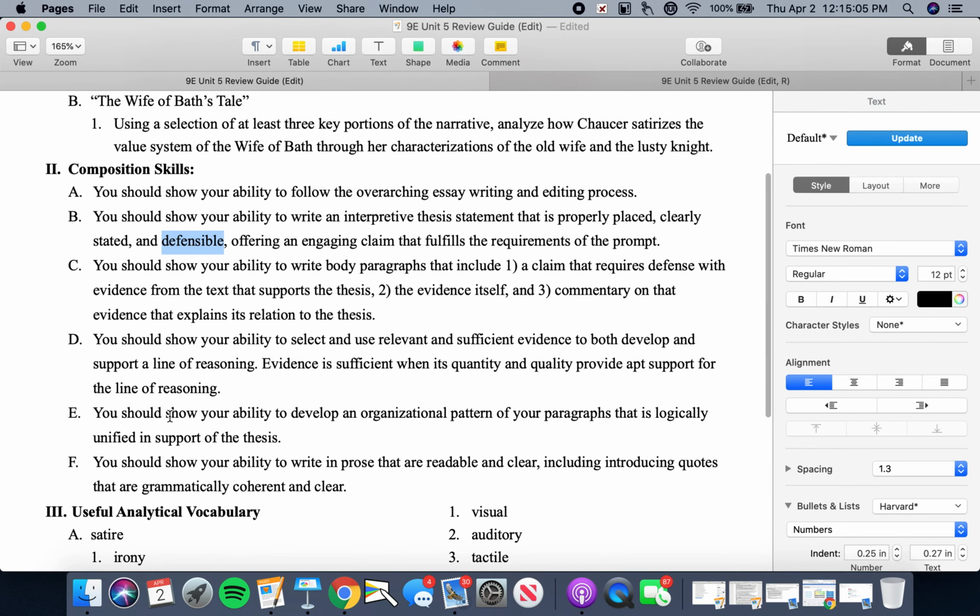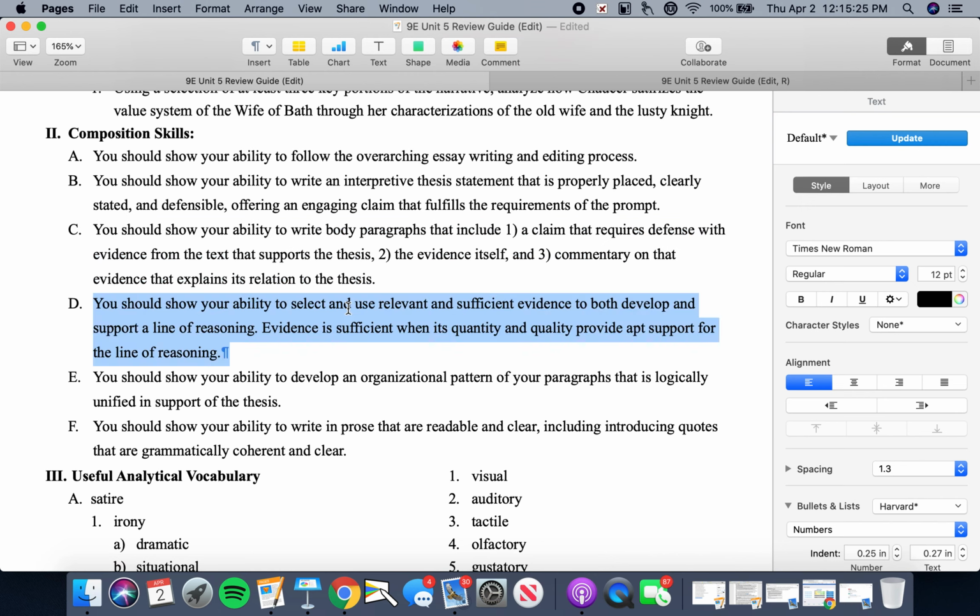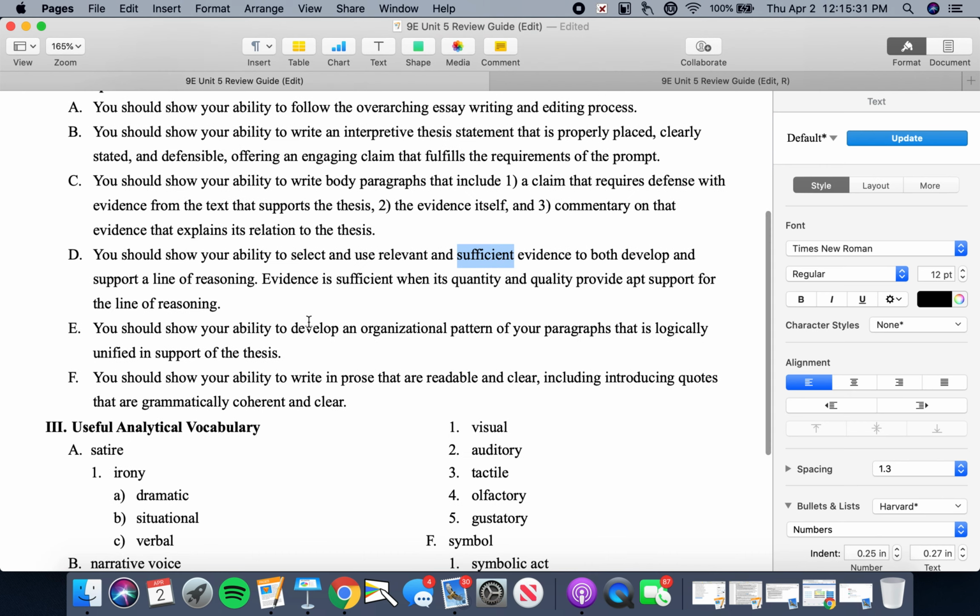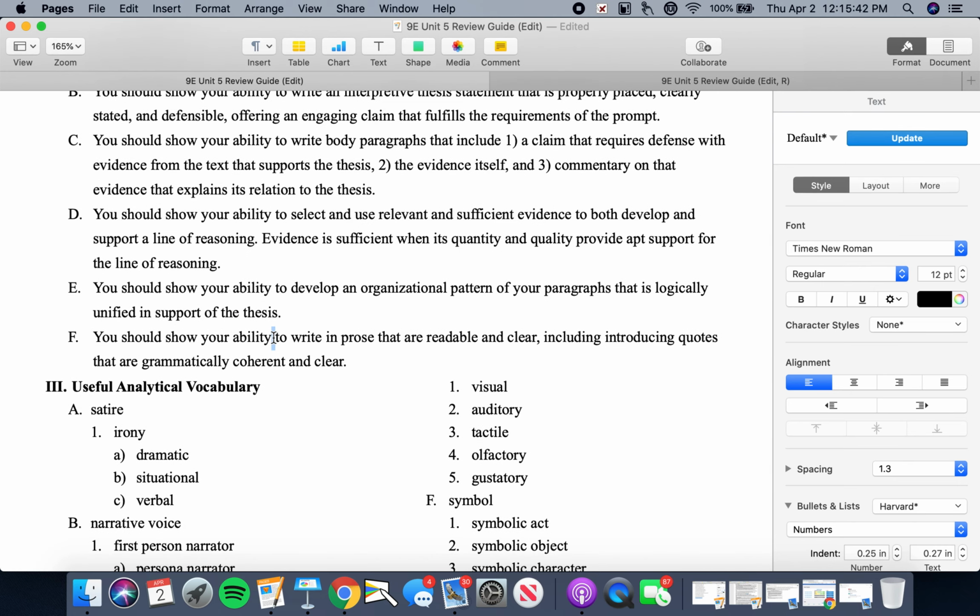Okay, you need to show your ability to write body paragraphs that offer claims that support your thesis, evidence that supports your claim, and commentary that explains the relationship between the two. Understood? All right, I need you to show your ability to select and use relevant and sufficient evidence. You need to show your ability to develop an organizational pattern that is logical in support of what? Your thesis.